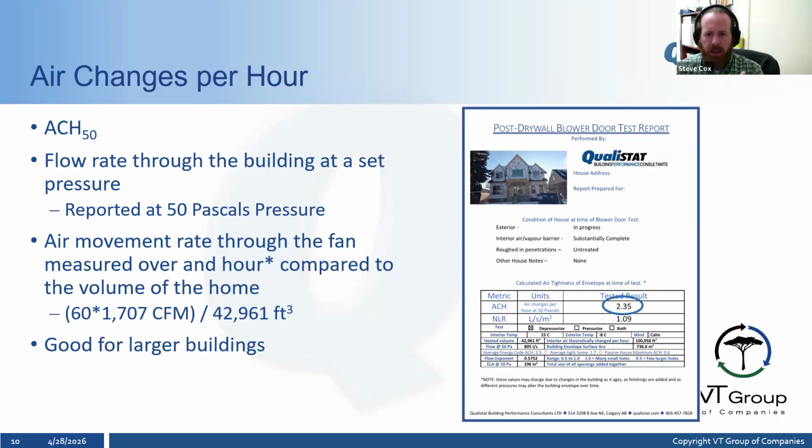So here's the ACH that we have, right? This is our flow rate in CFM, that's in cubic feet per minute. So we have to multiply that by 60 to get our cubic feet per hour and then put that over the volume of the house. And that gives us our ACH.